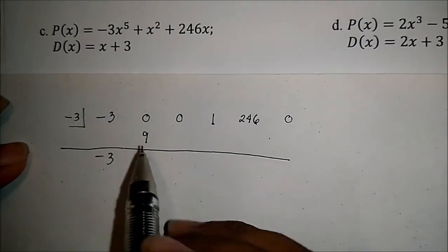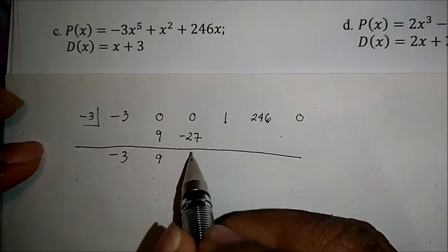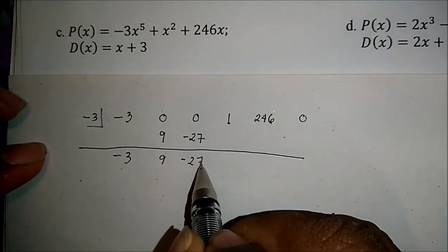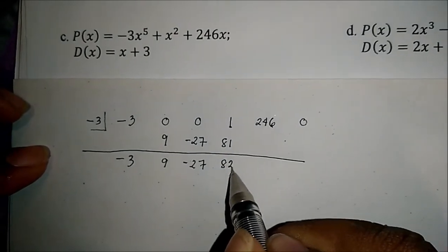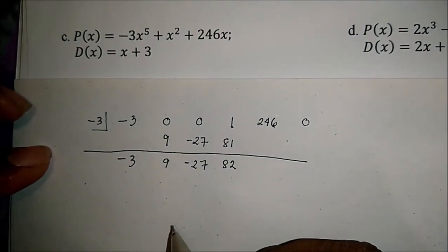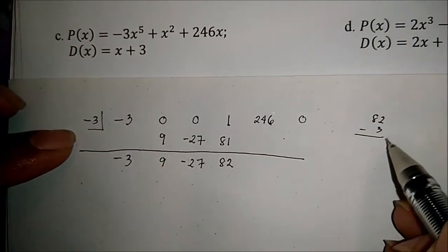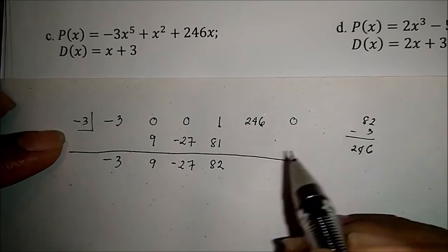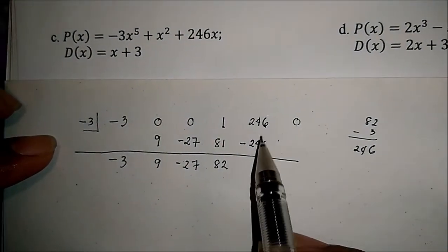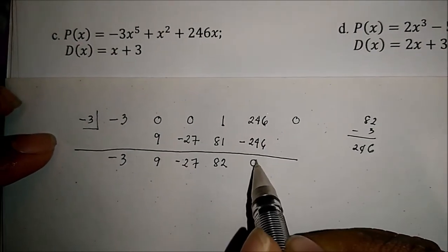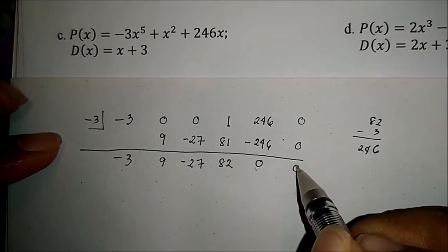Pababa, addition tayo. 0 plus 9 is 9, times negative 3 is negative 27, plus 0 is negative 27, times negative 3 is positive 81, plus 1 is positive 82. 82 times negative 3, so check natin, 82 times negative 3. So 6, 8 times 3 is 24. That would be negative 246. Negative 246 plus 246 is 0. 0 times negative 3 is 0. 0 plus 0 is 0.